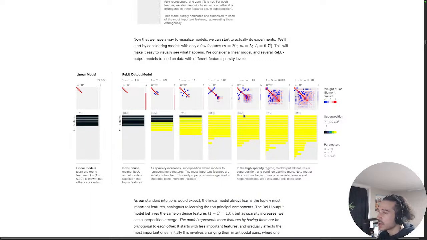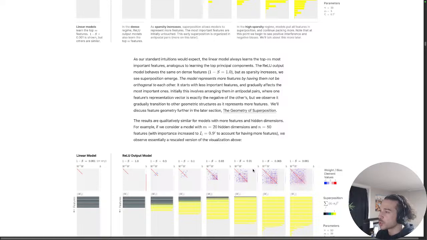WTW is a very populated matrix, and the norm WI is representing many superpositional features. In the high sparsity regime, models put all features in superposition and continue packing more. Note that at this point we begin to see positive interference and negative biases. We'll talk about this more later.